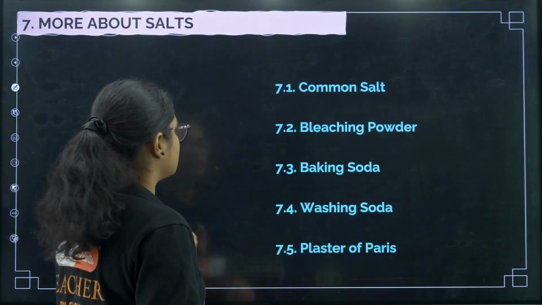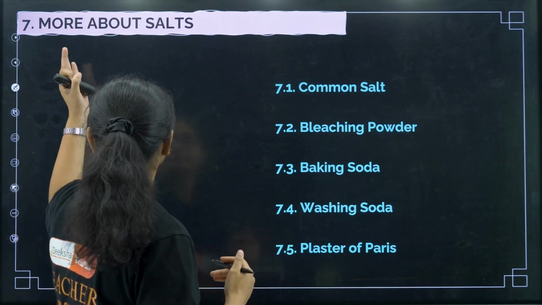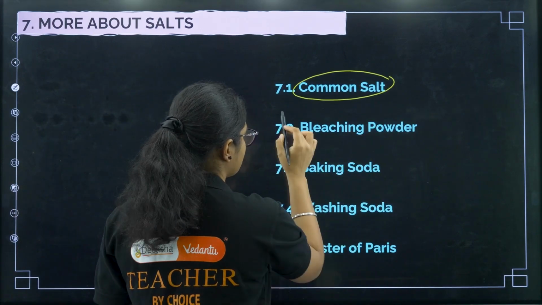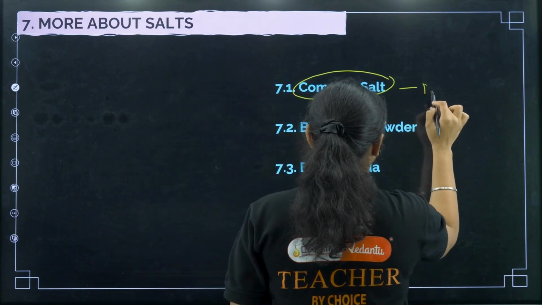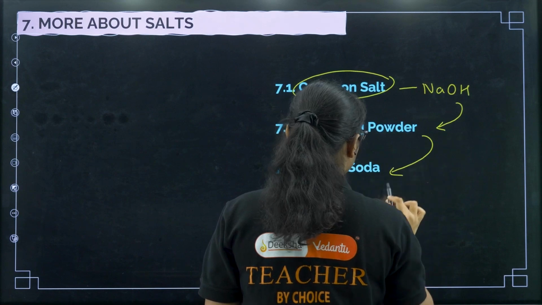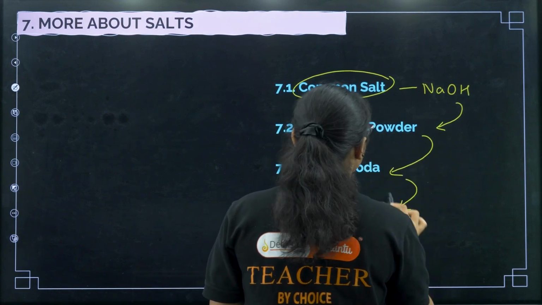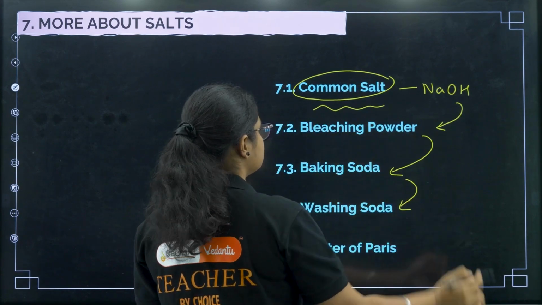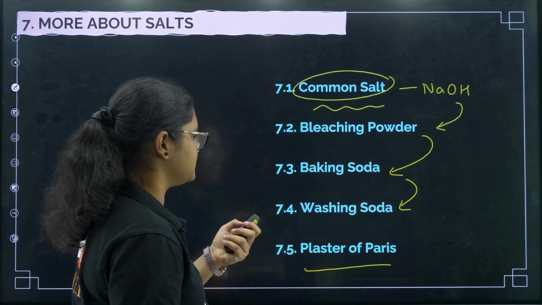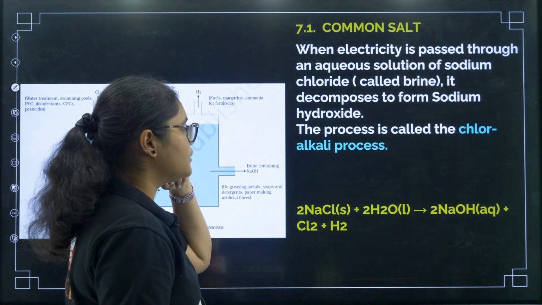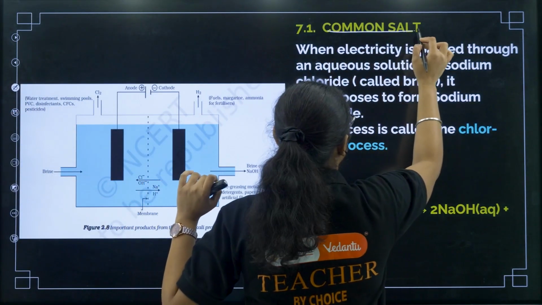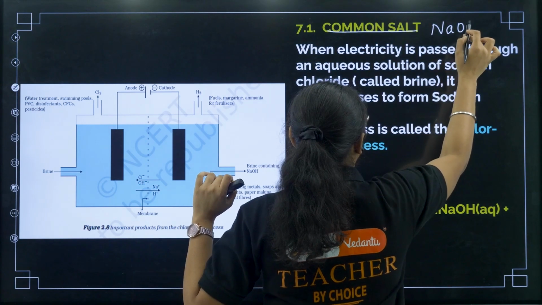Next we have the salts that are formed from common salt. From common salt we can get many other salts. The first one is sodium hydroxide, okay. Then we can get bleaching powder, baking soda can be produced, then washing soda. These are all produced from one salt, that is common salt, okay. And last we will discuss plaster of Paris. So common salt, all of you know, gives sodium hydroxide, okay.